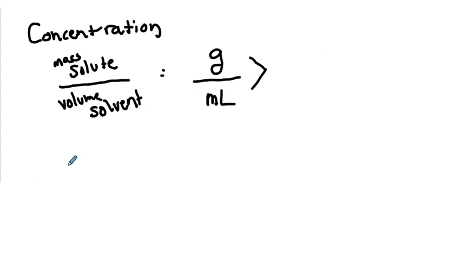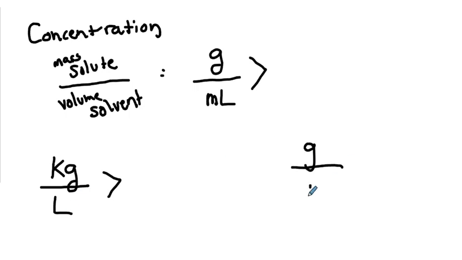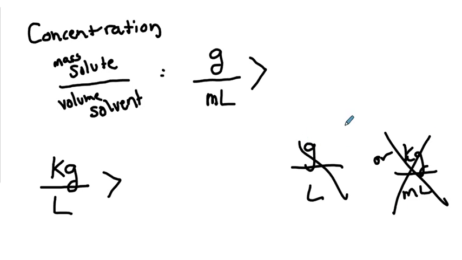However, it doesn't always have to be in grams per milliliter. If we're talking about a large volume of something, like perhaps we're dissolving chemicals into a swimming pool, then we might want to measure the concentration in kilograms per liter. But it's important that if we have our mass in grams, we have our volume in milliliters. And if we have our mass in kilograms, then we have our volume in liters. So we don't want to be combining grams and liters or kilograms over milliliters. It's got to be one or the other.